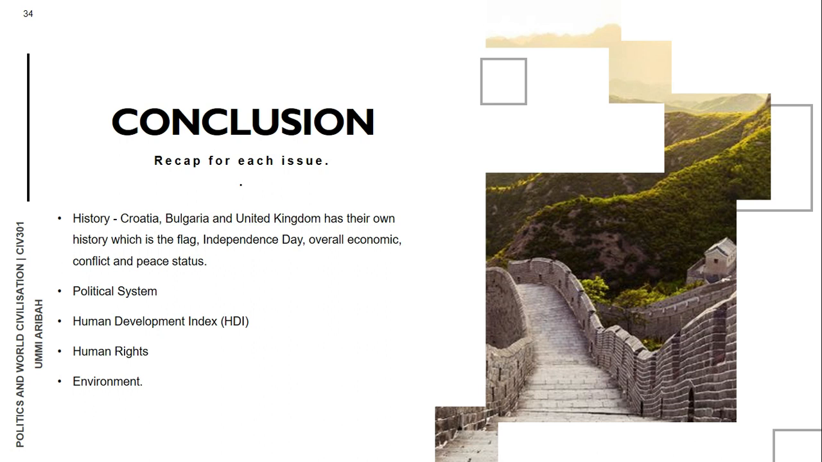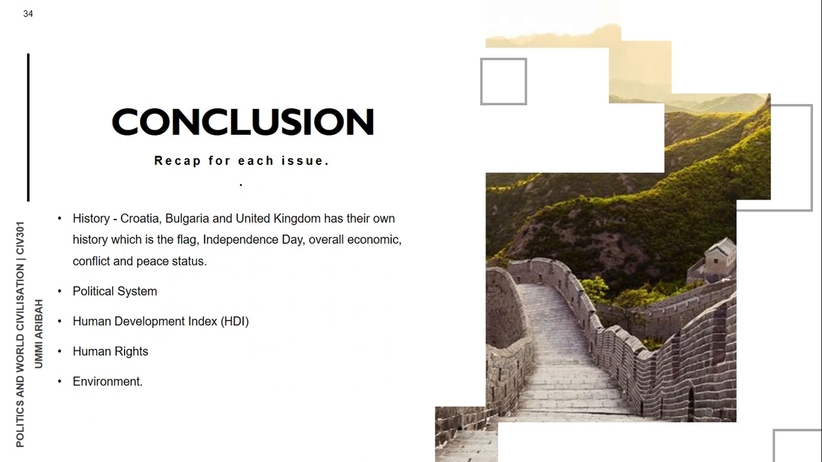In our assignment, we covered history, political system, HDI, which is the Human Development Index, human rights and environment. In history, the three countries, which are Croatia, Bulgaria and the United Kingdom, each have their own history, which includes the flag, Independence Day, overall economy, and conflict and peace status. The next point is about the political system. A political system is a coordinated set of principles, laws, ideas and procedures relating to a particular form of government or the form of government itself.